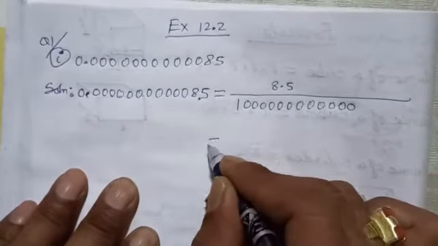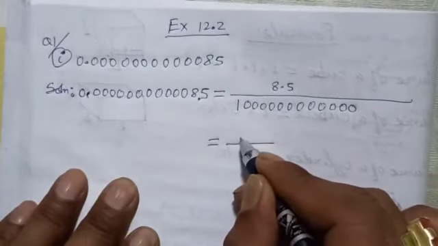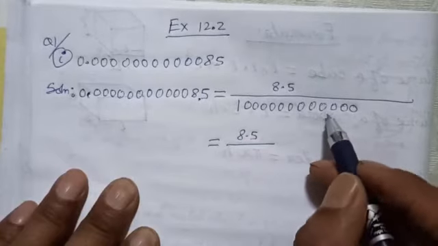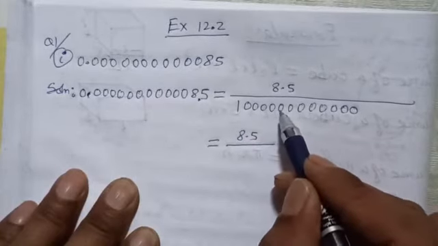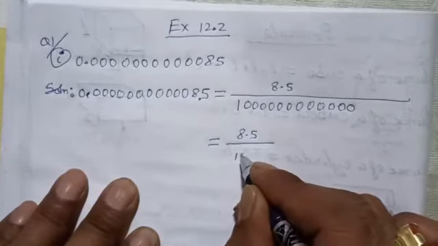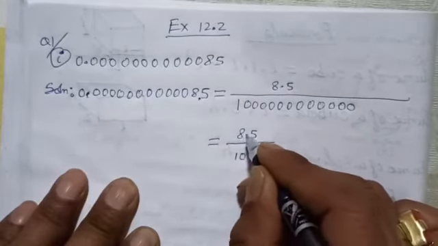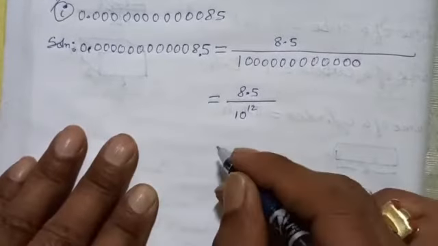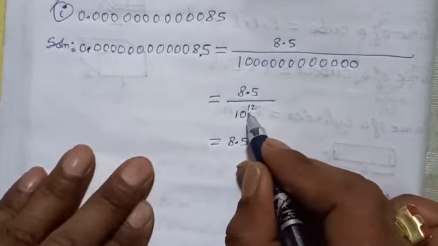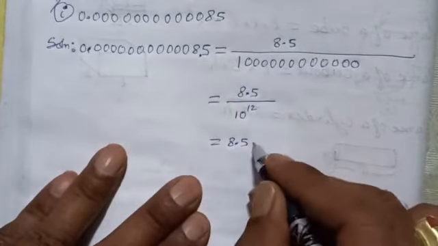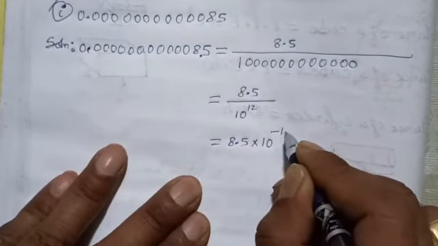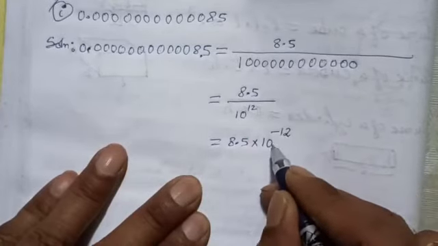Next is 8.5. Here the number of zeros is 12. So we can write this as 10 to the power 12, equal to 8.5. If we want to write this 10 to the power 12 in the numerator, then we'll keep a minus sign in the power like this: 10 to the power minus 12, and this is the answer.